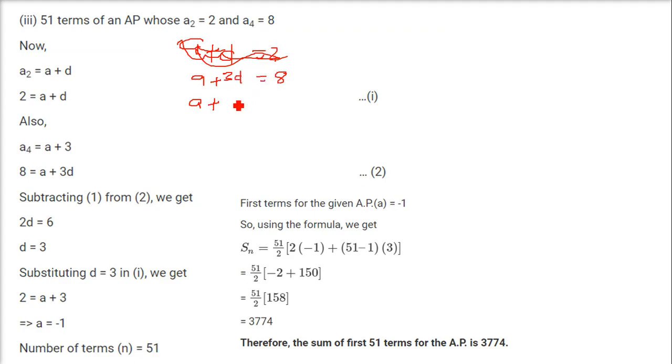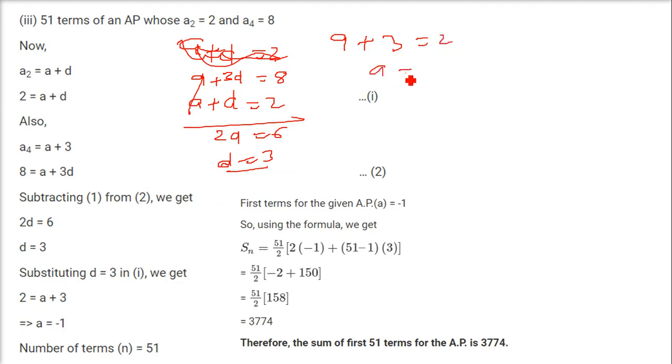So a plus 3d is 8 and a plus d equal to 2. Now let us subtract it. So a goes, this is 2d and this is 6. So now d is equal to 3. So now just ignore the previous thing. Now d is 3. Now put it here. A plus 3 equal to 2. A is going to be 2 minus 3, that is minus 1. A is minus 1, d is 3.